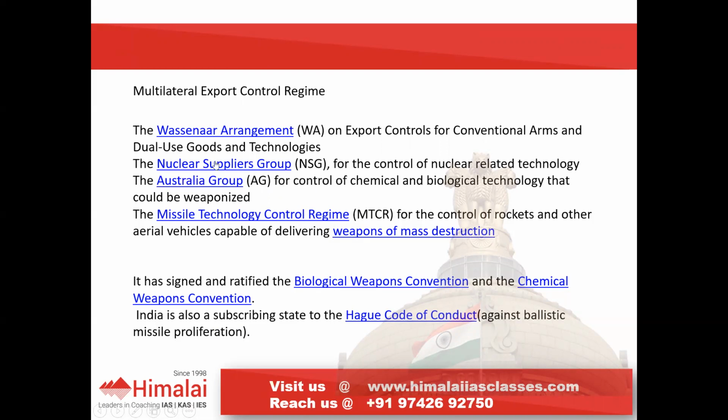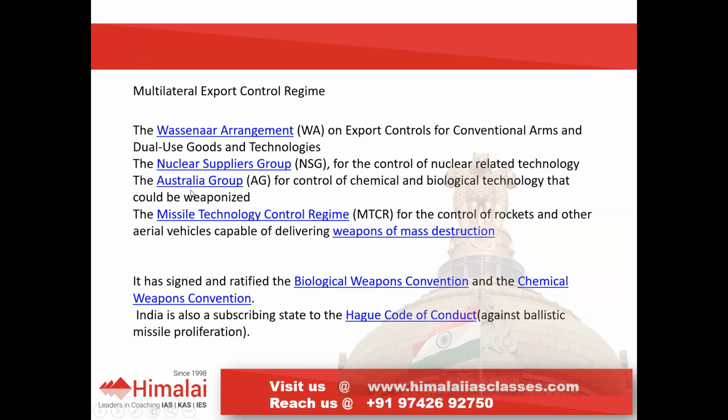So what is the NSG for? The NSG is the one which will have the latest technology related to nuclear technology, and the materials, the fuels, the equipment, all those technology related aspects will be available with the Nuclear Suppliers Group. If India becomes a party to it, India also will have access to all those technologies.